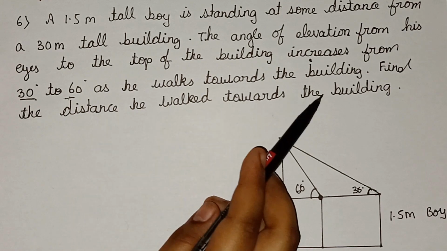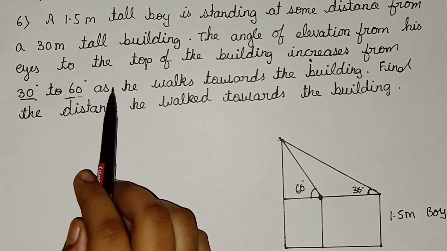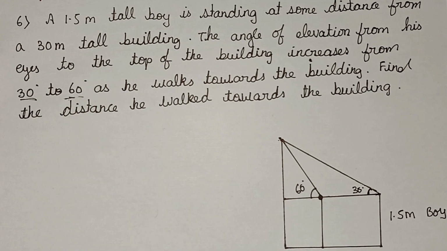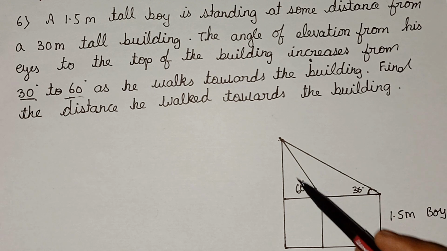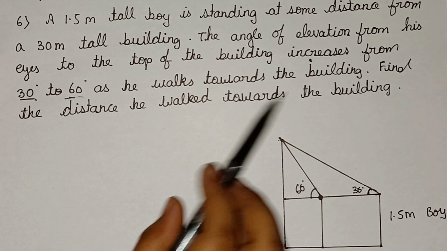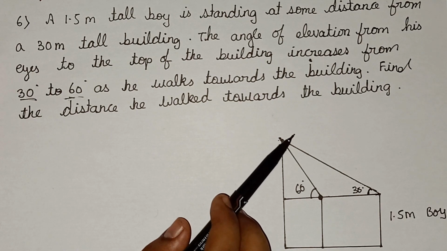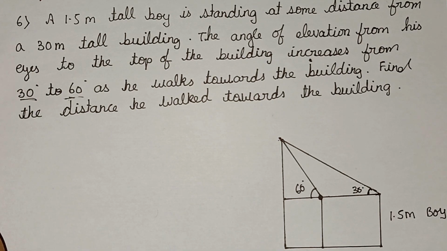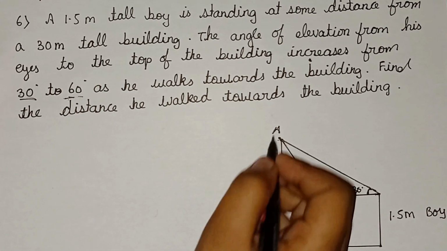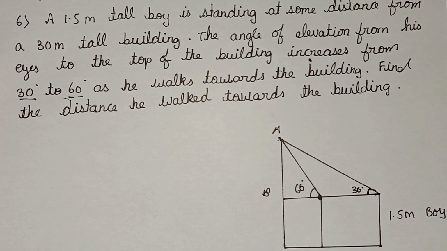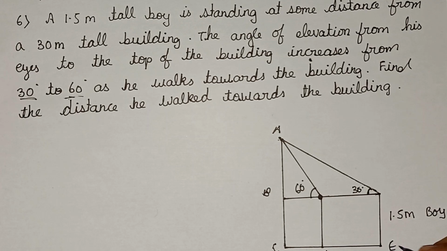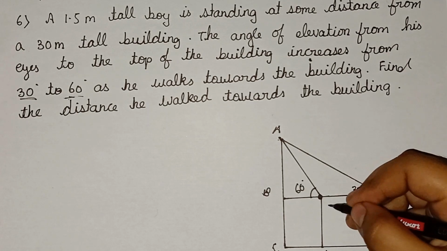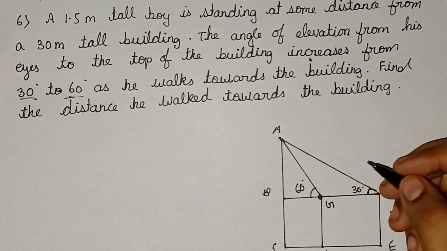So as he walks towards the building, when he walks like this towards the building, it is forming an angle here that is 60 degree. Find the distance he walked towards the building. Perfect. You have to find the distance he walked towards the building. So now let us take the points as A, B, C, D, E, F, G. So this is enough, I guess.